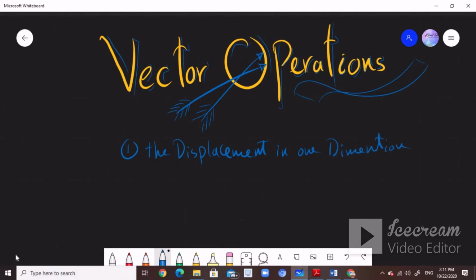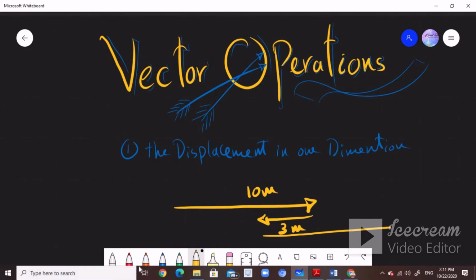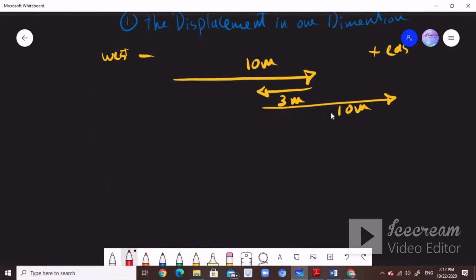Suppose, guys, we have an object that moves like that, 10 meters, and comes back again for 3 meters, and moves again like that, 10 more meters. Suppose this is the negative direction and that is the positive direction, or that is west and here that is east. Now I think most of you understand how we can find the displacement and distance for this object.